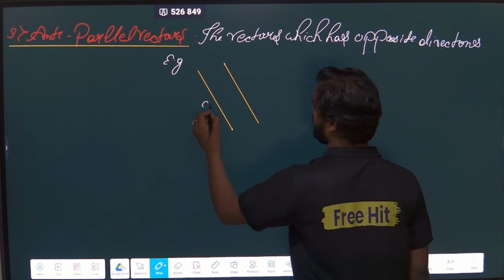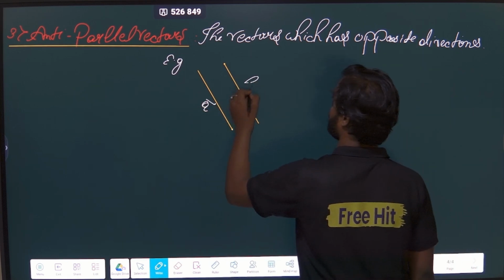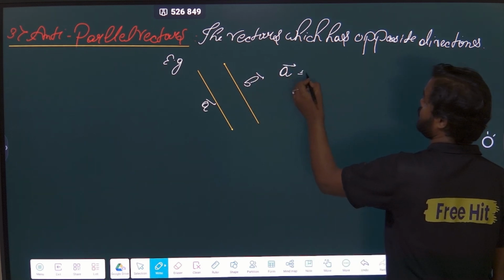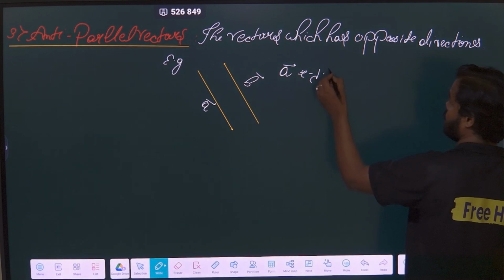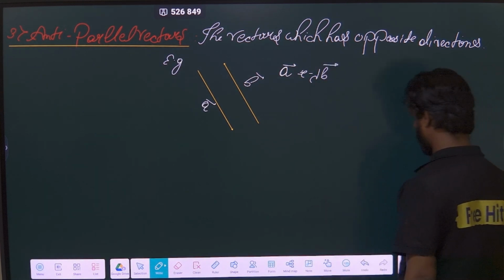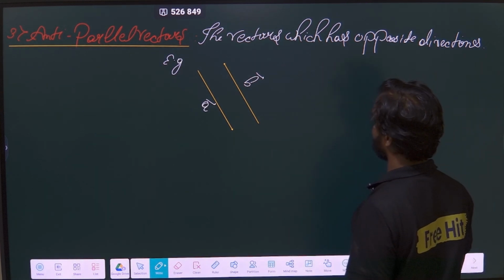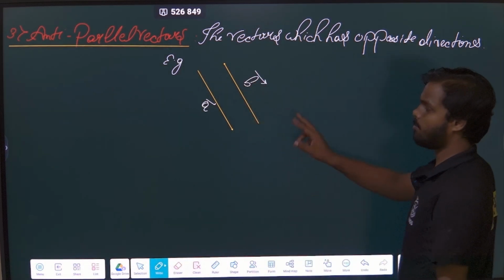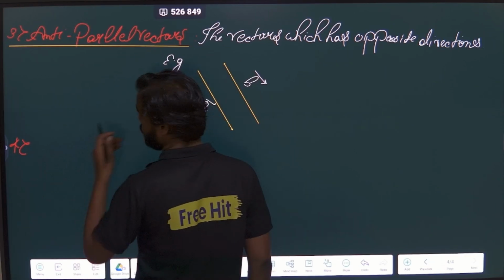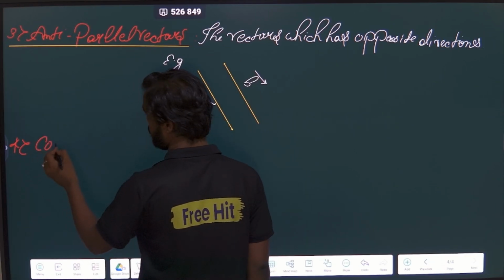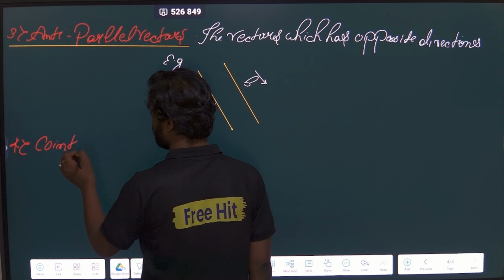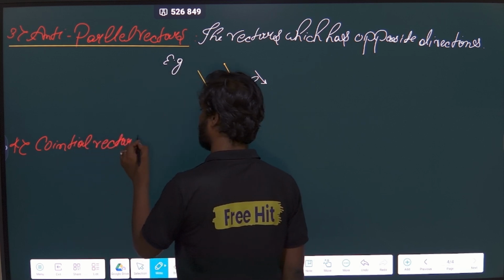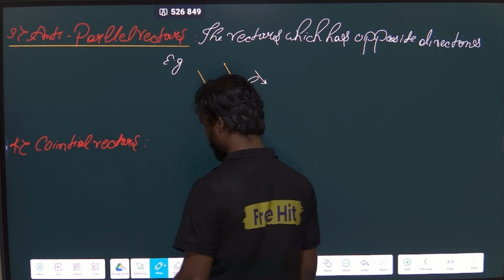Suppose this is my vector A and this is my vector B. So I can say vector A is equal to minus lambda times vector B, but there is no such relation to write, so just say these two are anti-parallel vectors. Clear? Because they are opposite in direction. And fourth is co-initial vectors.